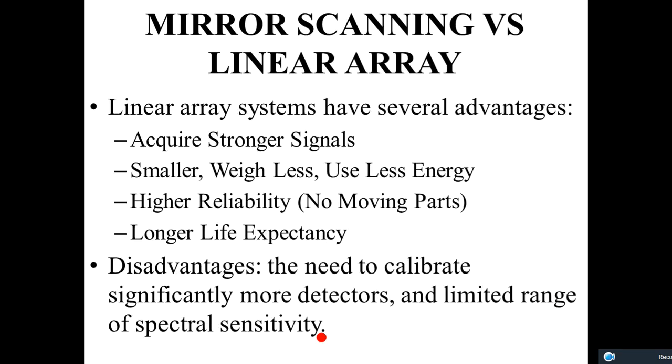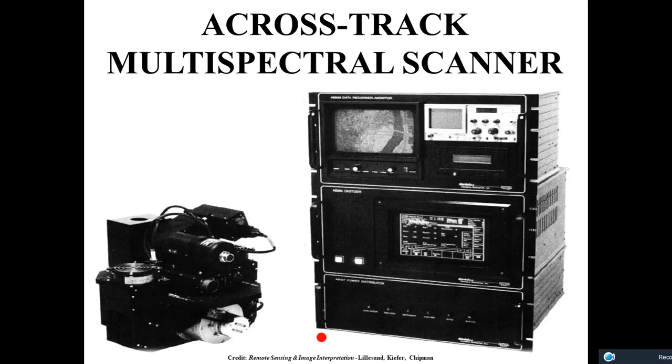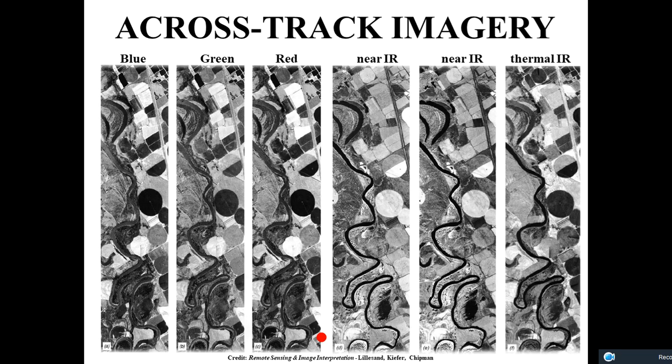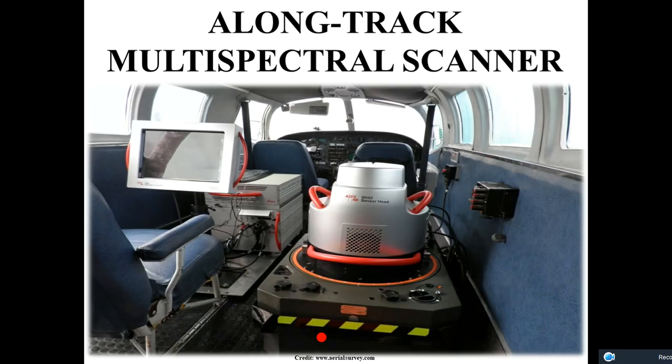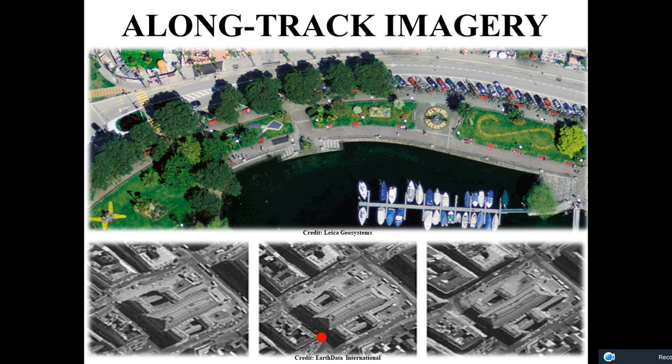There is a variation in the advantages and disadvantages. The advantages include acquiring stronger signals, having higher reliability, being small, weightless, and having longer life expectancy, whereas the disadvantages include calibration many a time, okay. Then we saw how an across-track scanner looks and how the images it takes in a multispectral sensor scanning system, and how an along-track multispectral scanner looks and how the images are there, okay. All right, thank you for now.